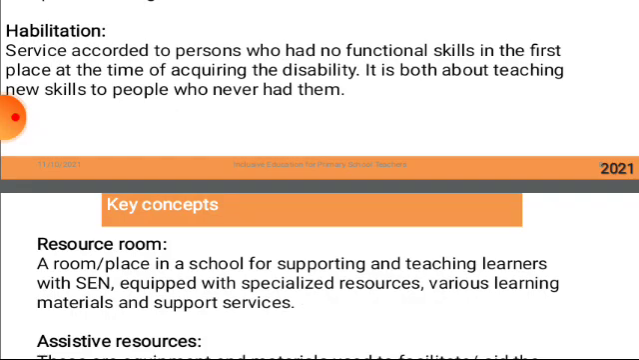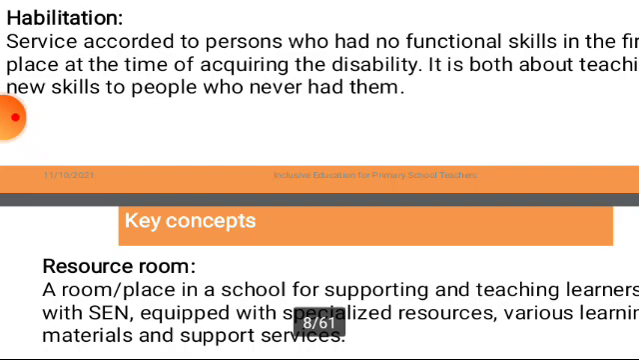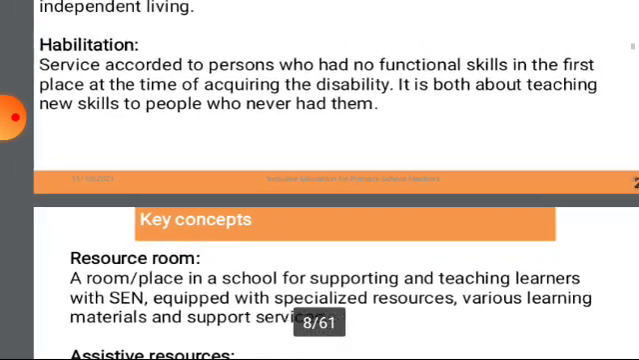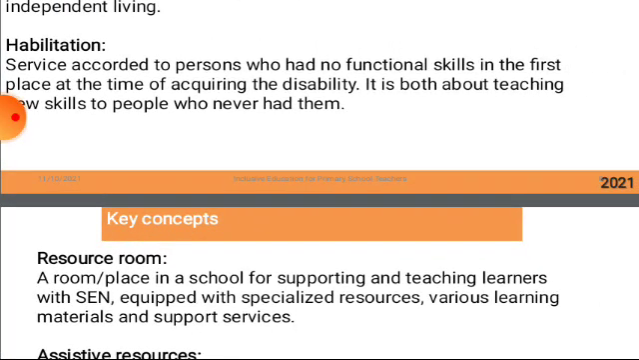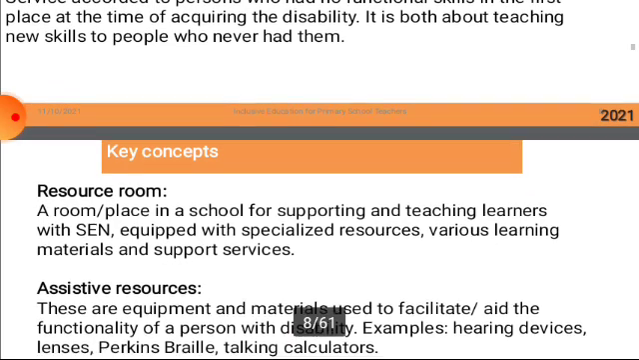Habilitation. You can see habilitation refers to services accorded to persons who had no functional skills in the first place at the time of acquiring the disability. It is about teaching new skills to people who never had them.